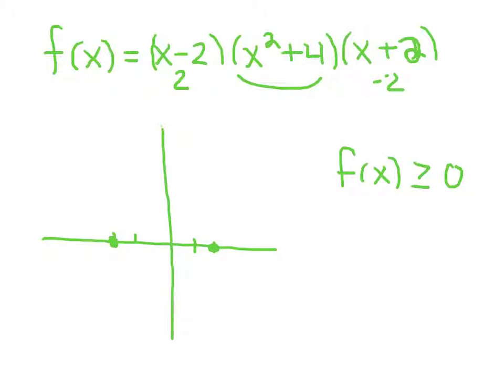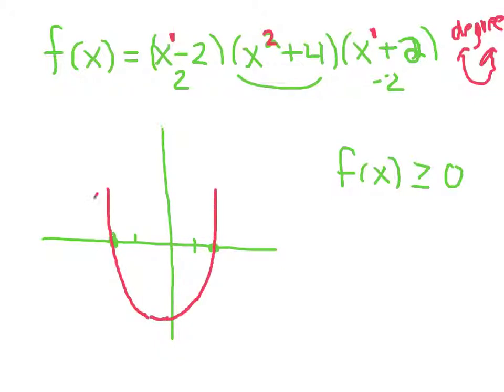And I know when I count up my signs, this is an x to the first power, this is an x squared, and this is an x to the first power. So this function has a degree of 4. And if you think back to the little kid in front of the piano, a 4th degree problem is going to go up on both ends. So this problem is going to look like this.